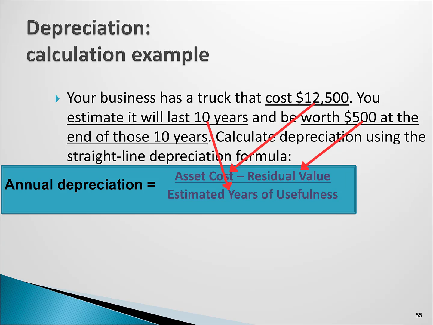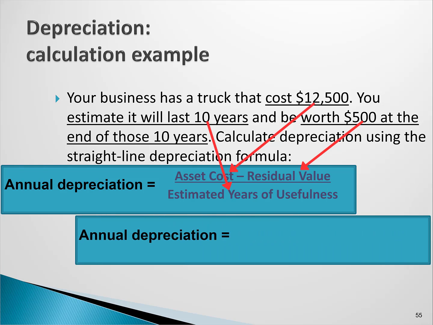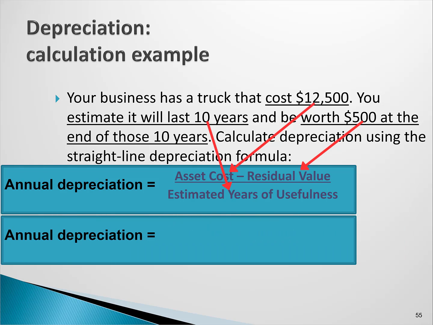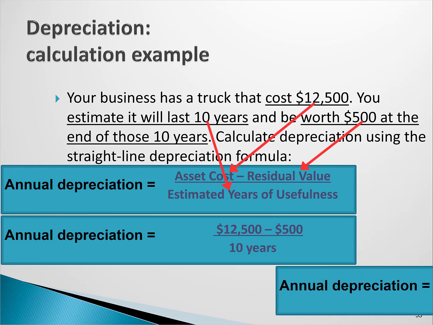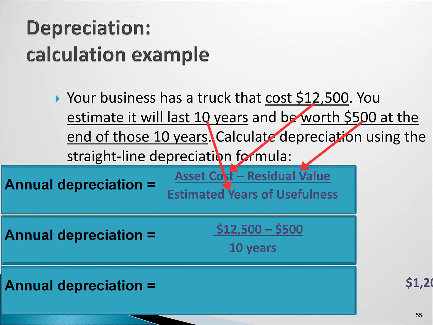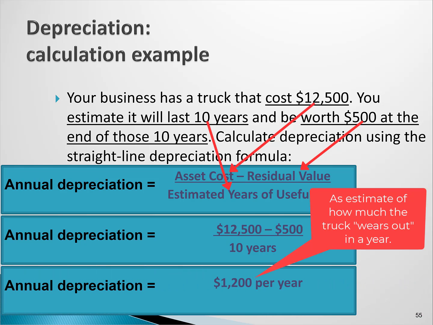So let's plug in the numbers. So the top part is asset cost minus residual value. The asset cost is $12,500. The residual value is 500. So the top part of the formula is 12,500 minus 500. And then the bottom part of the formula is the number of years we think we'll be able to use it, 10 years. So you do the math, and annual depreciation is $1,200 per year.